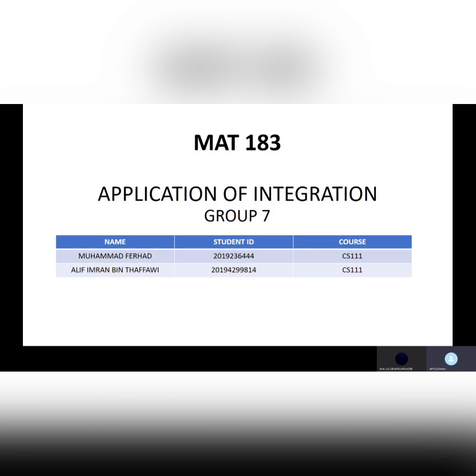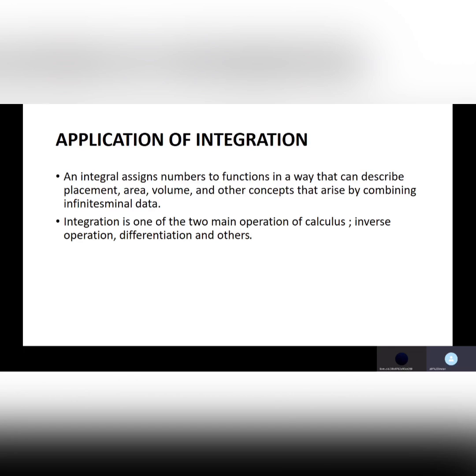Today I will teach you about MAT183 application of integration, and this topic is on chapter 5. What is integration? An integral assigns a number to a function in a way that can describe displacement, area, volume, and other concepts that arise by combining infinitesimal data. Integration is one of the two main operations of calculus, with its inverse operation being differentiation.